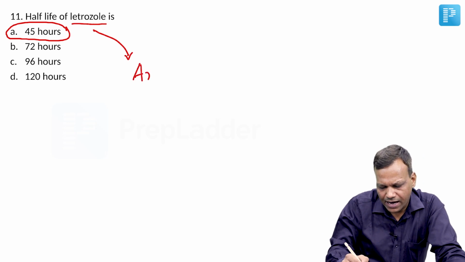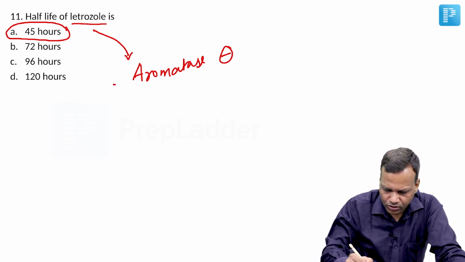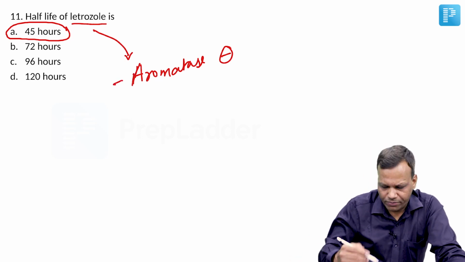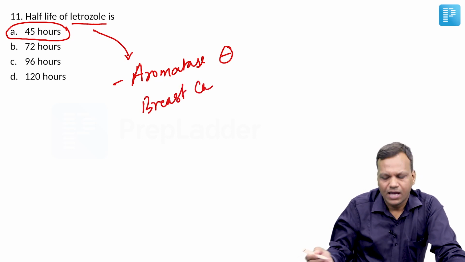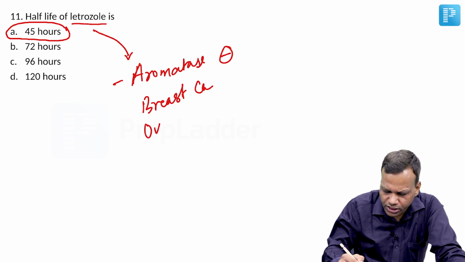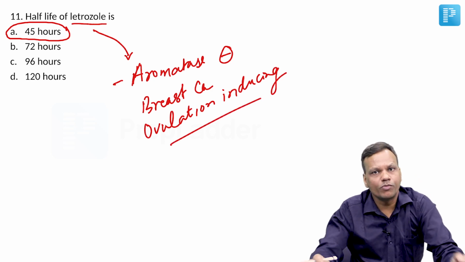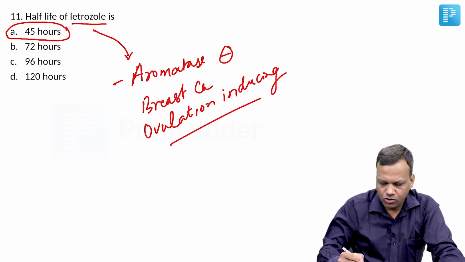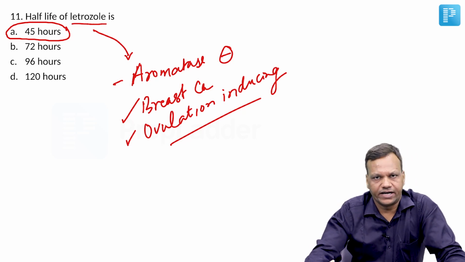Letrozole is an aromatase inhibitor. And what are the uses of letrozole? Yes, letrozole is used for breast carcinoma, particularly post-menopausal breast carcinoma, and it also is used as an ovulation-inducing drug. Now it is preferred over clomiphene in PCOD. So breast carcinoma and ovulation induction are the main uses of letrozole.